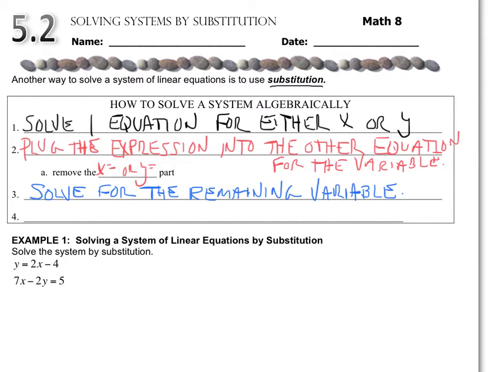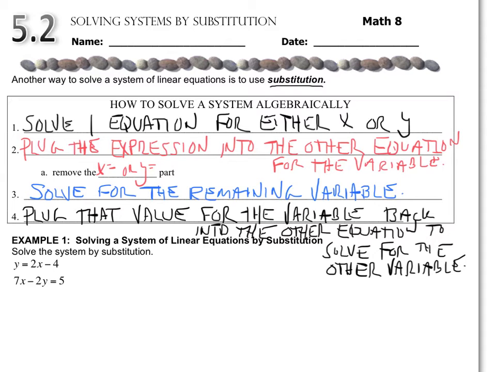Step 4, once we have the variable that we solved for, we should have a number at this point, and we plug it back into the other equation to find the other variable we're looking for.